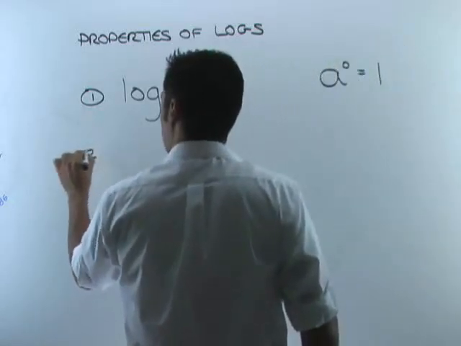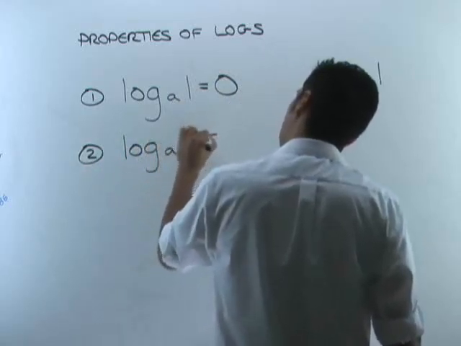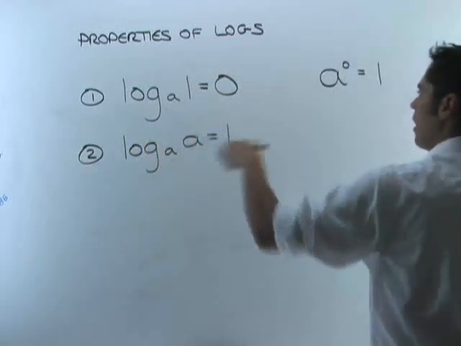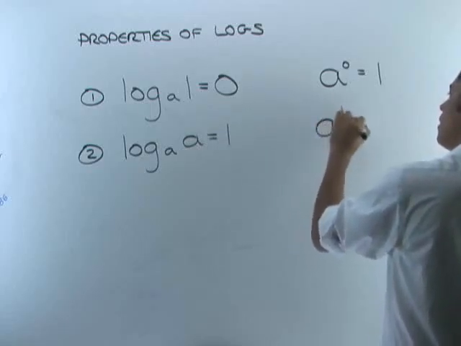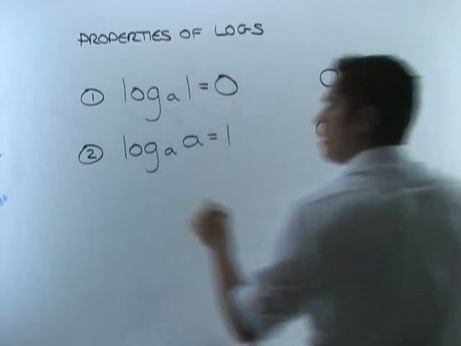The next property, log base a of a is equal to 1. Now you can check here by doing the loop also. A to the 1 is equal to just a, right? A is equal to a.